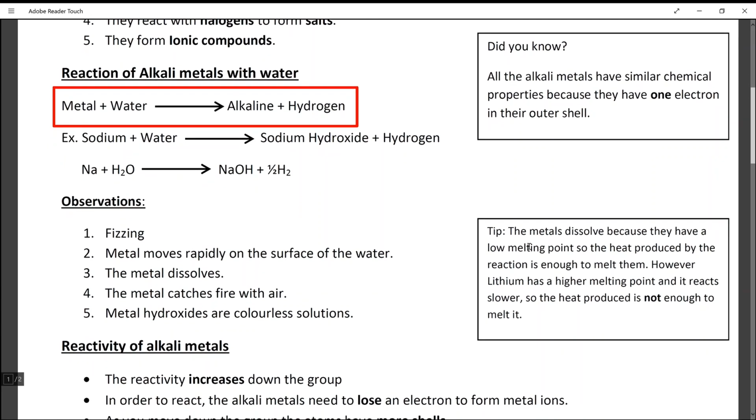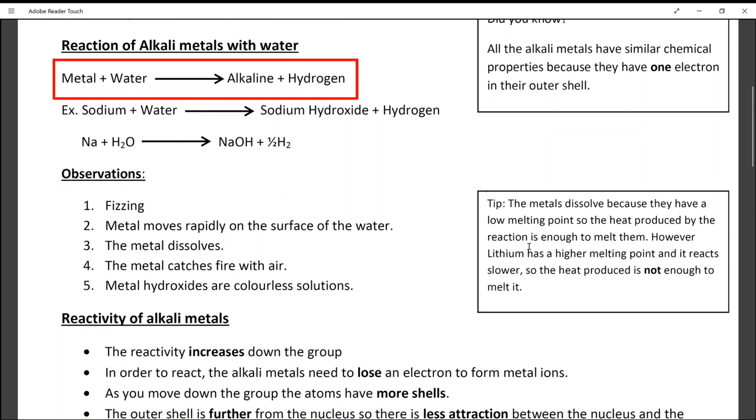The observations when this reaction is occurring: we have fizzing. Bubbles are produced because of the hydrogen. Hydrogen is a gas, and the gas always wants to escape from the liquid, doesn't it? It wants to escape from the solution, so it escapes in the form of bubbles. The metal moves rapidly on the surface of the water.